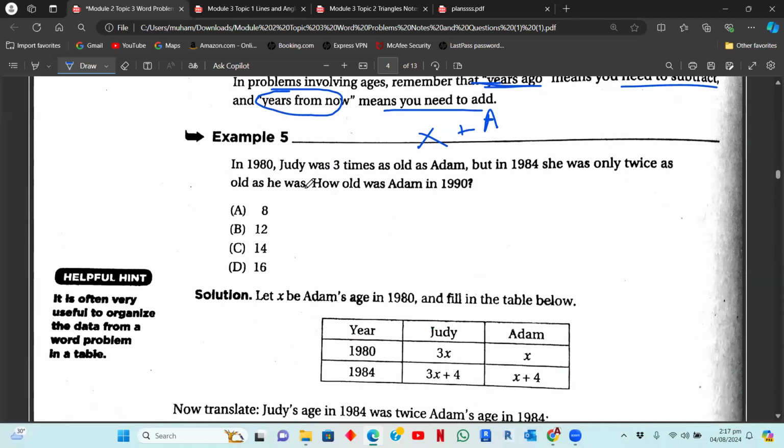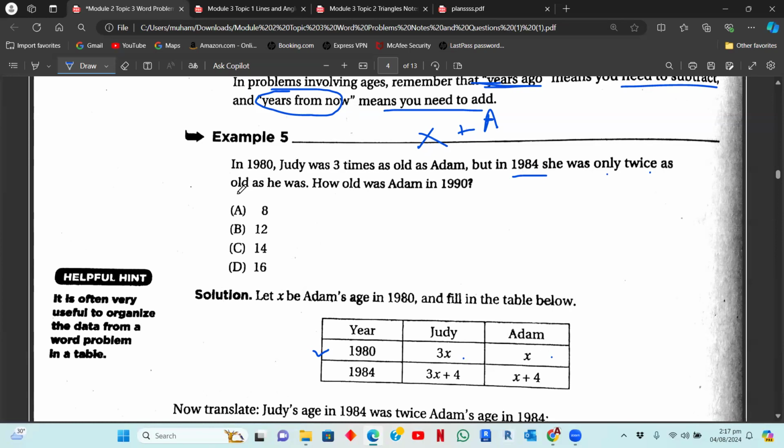Now, in 1980, Judy was three times as old as Adam, but in 1984, she was only twice as old as he was. How old was Adam in 1990? We need to understand a few things here: both of their ages across these years. In 1980, Judy was three times as old as Adam. So if we look at this table, in 1980, if Adam was x years old, Judy was three times as old, so it's going to be 3x.